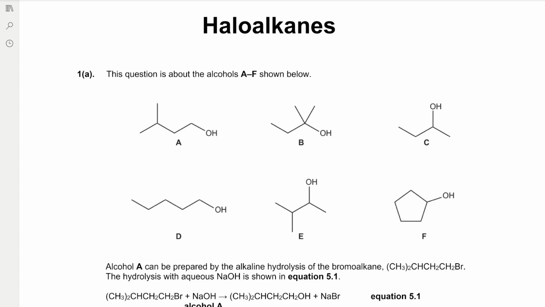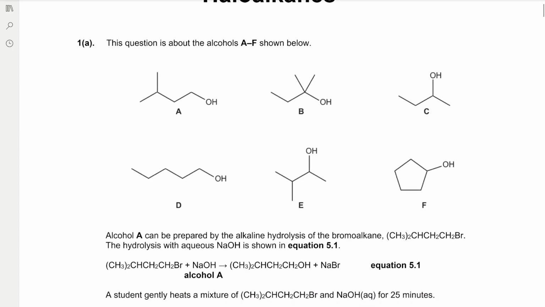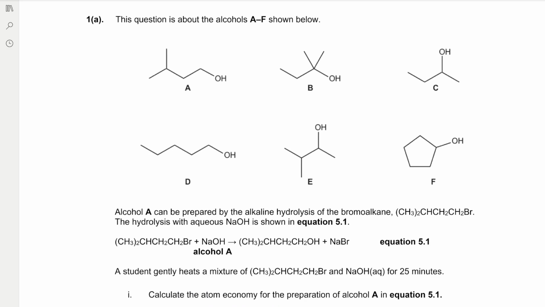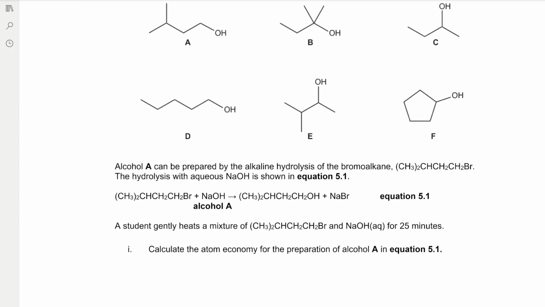So question 1. This question is about the alcohols A to F shown below. Alcohol A can be prepared by the alkaline hydrolysis of the bromoalkane (CH3)2CHCH2CH2Br. The hydrolysis with aqueous sodium hydroxide is shown in equation 5.1. So we're using sodium hydroxide to hydrolyze the haloalkane and form an alcohol.